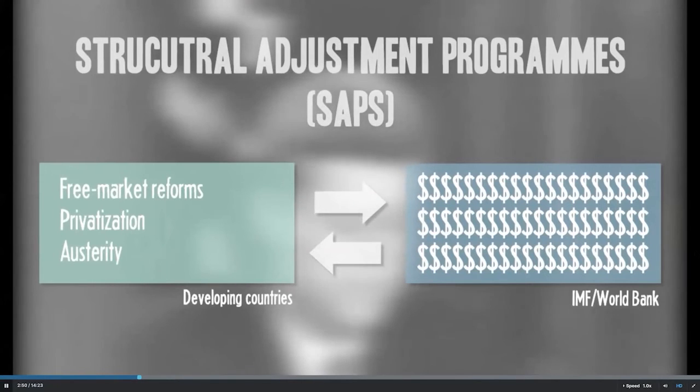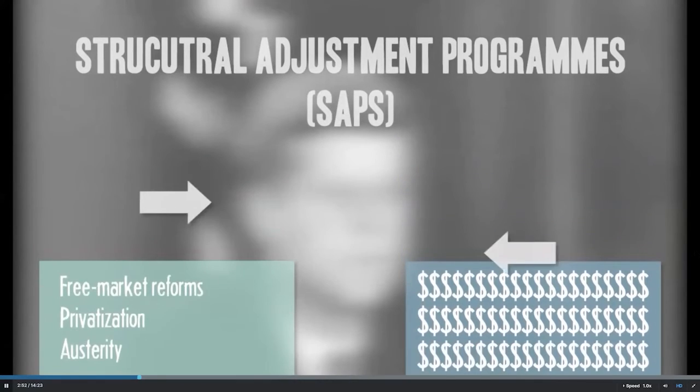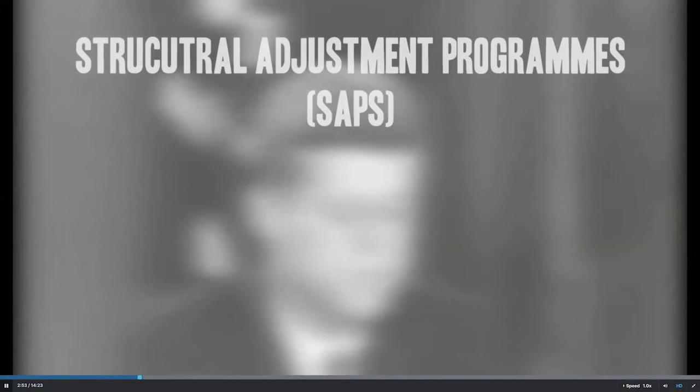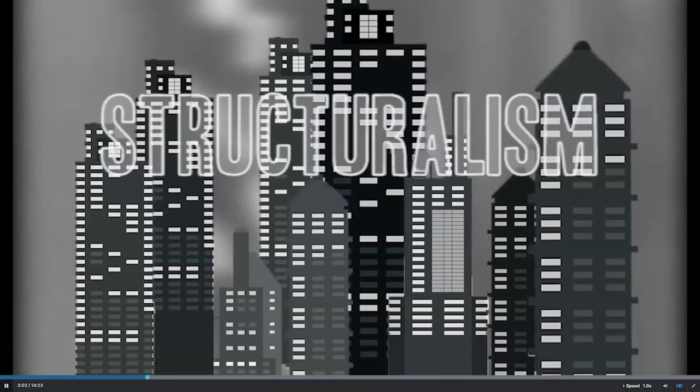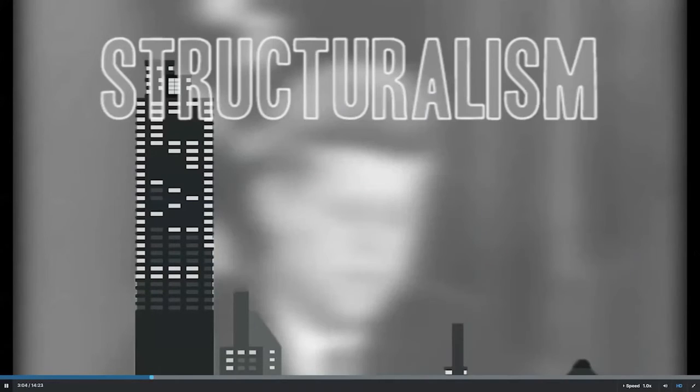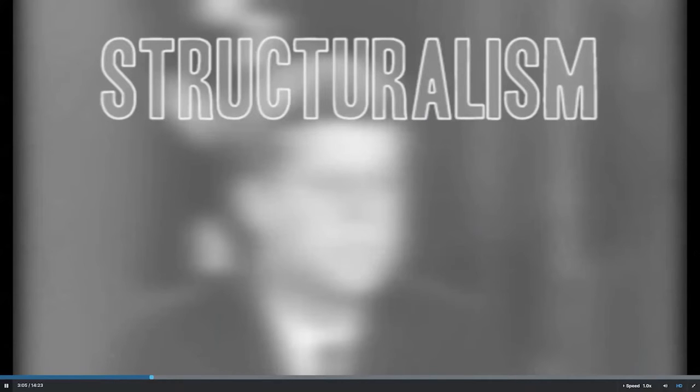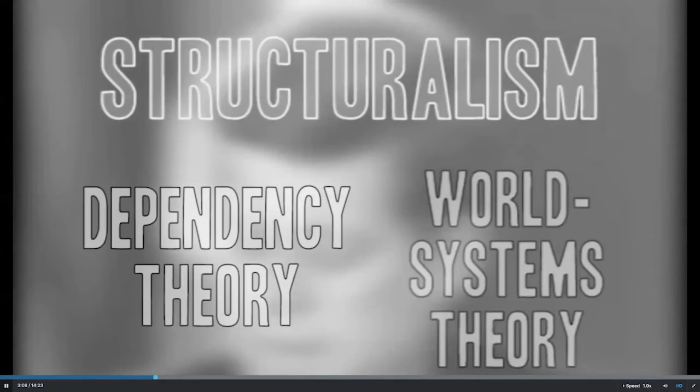This, its detractors claimed, was little more than capitalist bribery. And who benefits from the reforms? Multinational corporations and businesses based in the West. Structuralism in international relations was mainly divided into two schools: dependency theory and world systems theory.